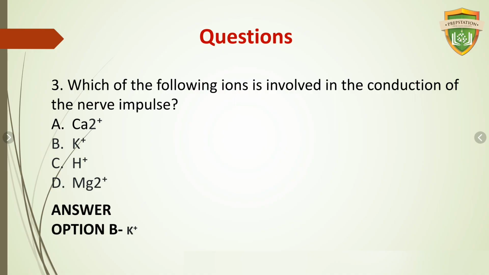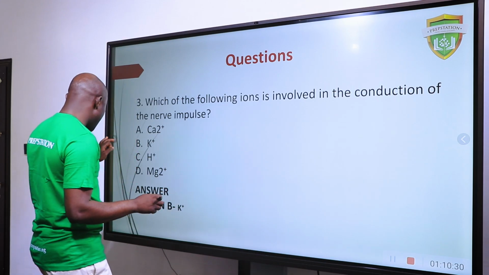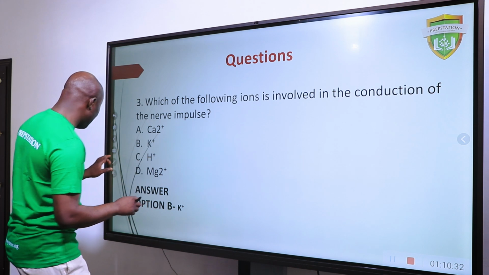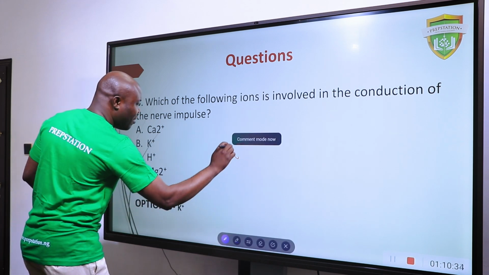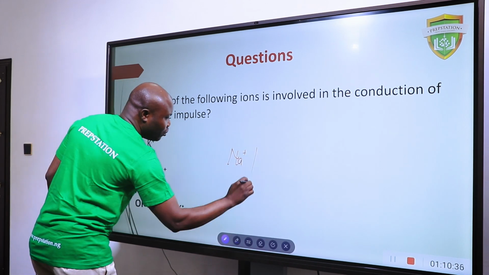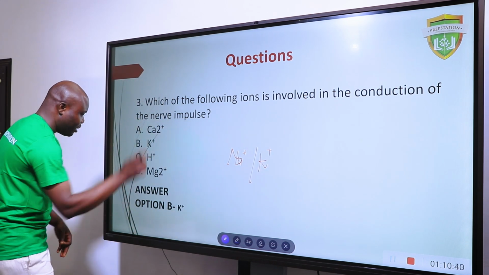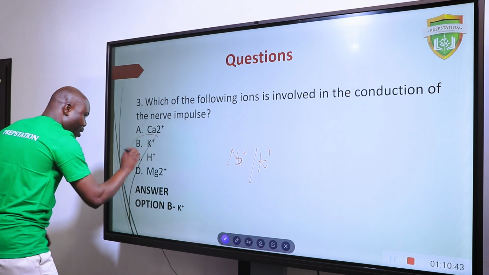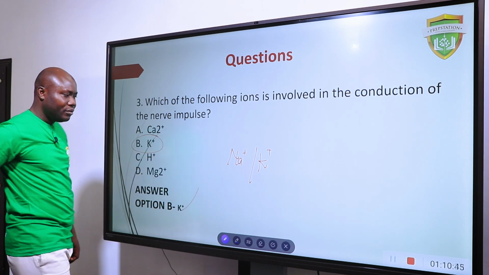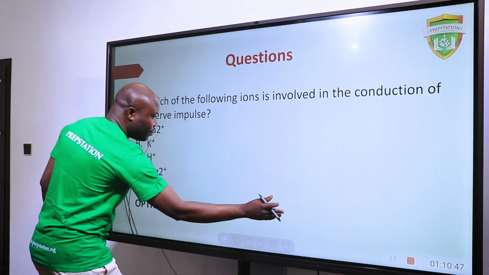Now, which of the following ions is involved in the conduction of the nerve impulse? I told you earlier, I drew something on the board and I mentioned sodium, potassium. Out of the sodium, potassium, which one do we have? Among the options here, sodium and potassium ion. Calcium is not there, hydrogen, magnesium, those are not there. So our answer is B, potassium. Is it clear? So let's move on.